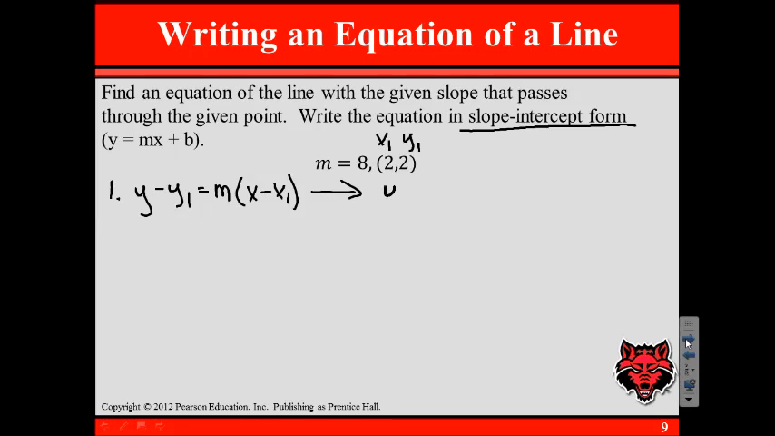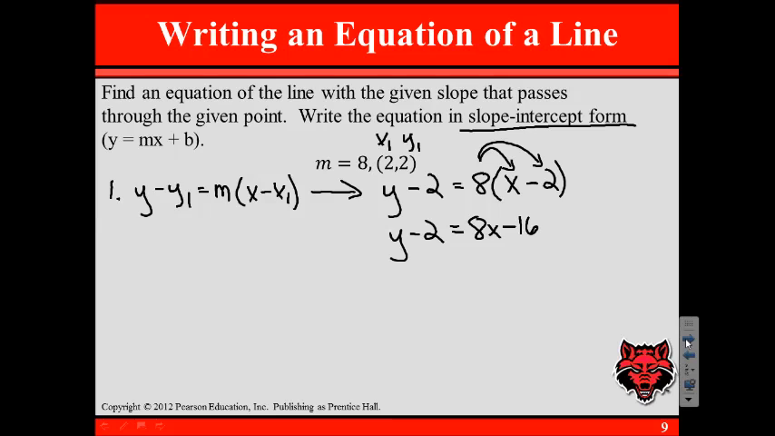When we plug in, we have y minus 2 equals, m is 8, so 8 times x minus 2. Once we do so, we need to simplify so that we can take our working equation and rewrite it in slope-intercept form. We start by distributing 8. That gives y minus 2 equals 8x minus 16. We then add 2 to both sides of the equation. The 2's on the left side cancel. We have y equals 8x minus 14.